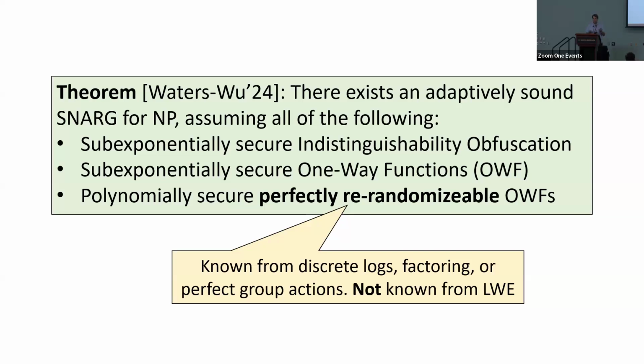So where do we get these polynomially secure, perfectly re-randomizable one-way functions? Well, we can get them from discrete logarithms, from factoring, or from things called group actions, as long as they're perfect. But there's a noticeable omission here, which is we do not know how to get perfectly re-randomizable one-way functions from, say, learning with errors.